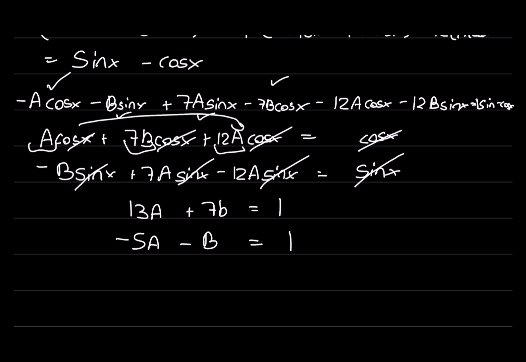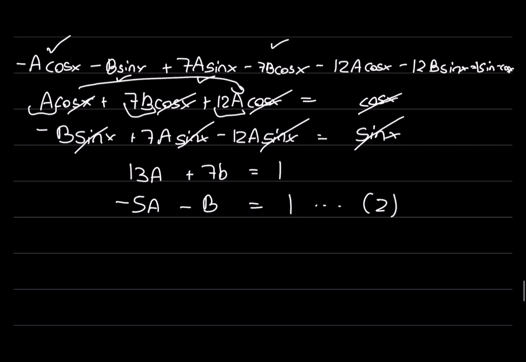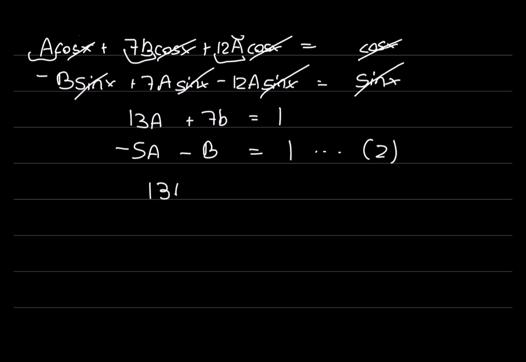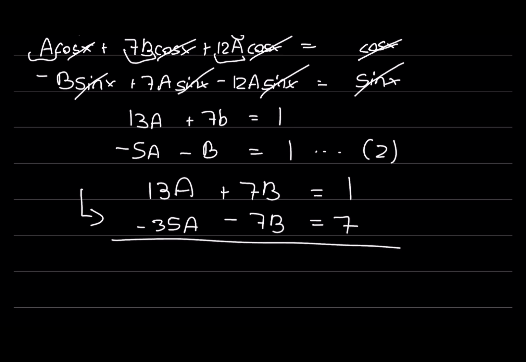So let's multiply equation 2 by 7. If you multiply this equation by 7, we'll have 13a plus 7b equals 1. But then for the other equation, we will have negative 35a minus 7b should be equal to 7. Okay, and all we have to do now is just add the two, so that these two cancel out.